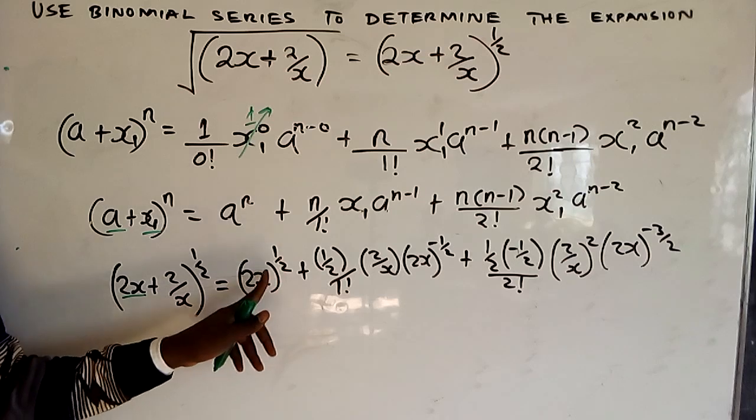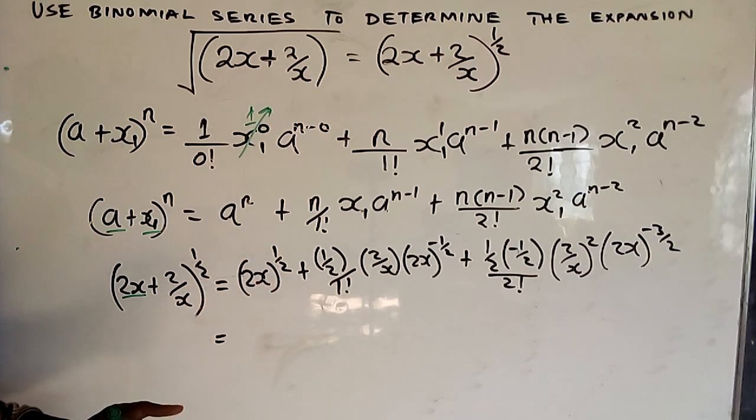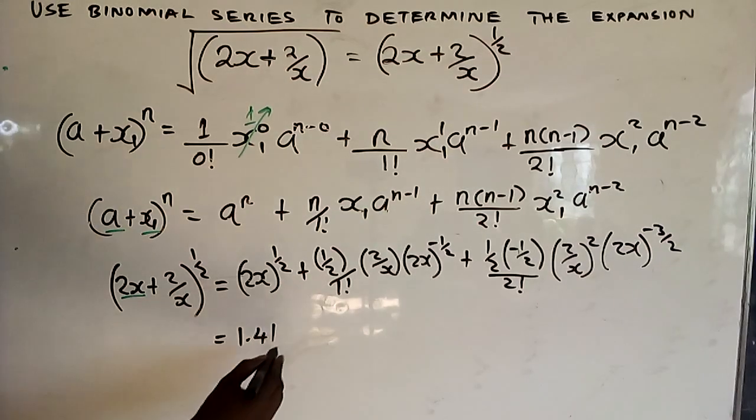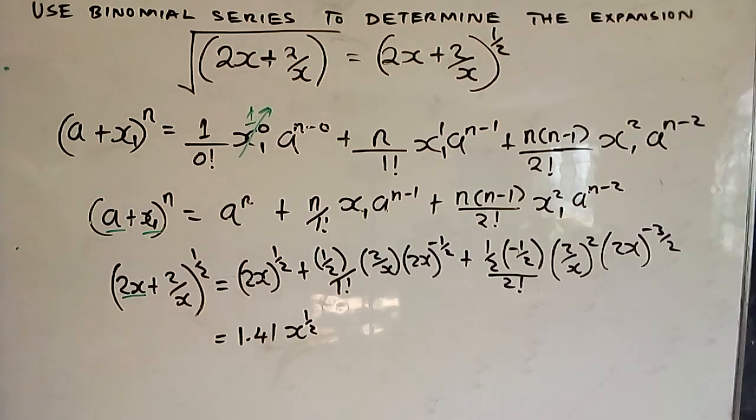2 raised to power half, x raised to power half, isn't it? Are we together? Yes. So go to the calculator. What is 2 raised to power half? 1.41. Then x is raised to power half. Move to the next one.